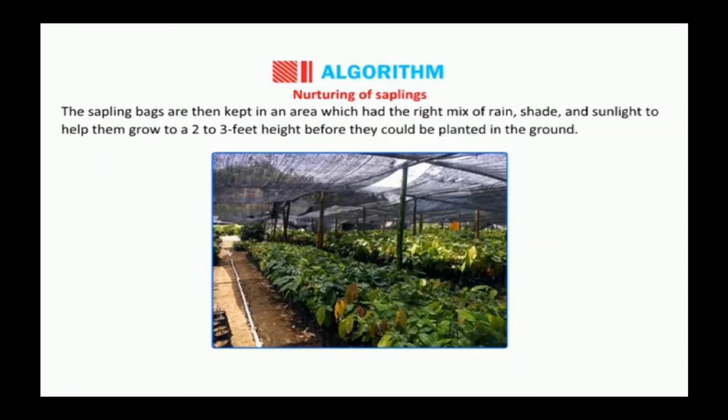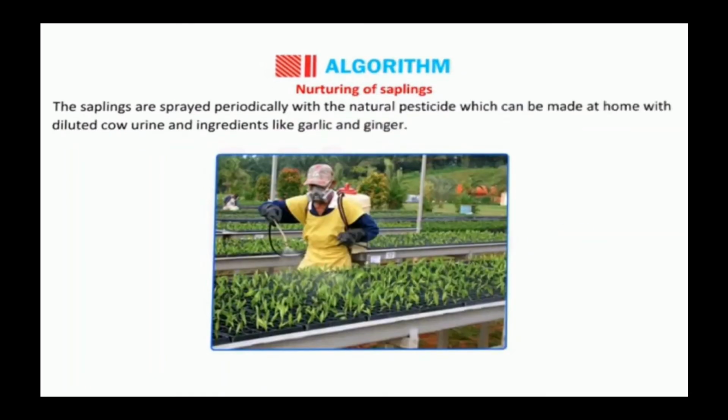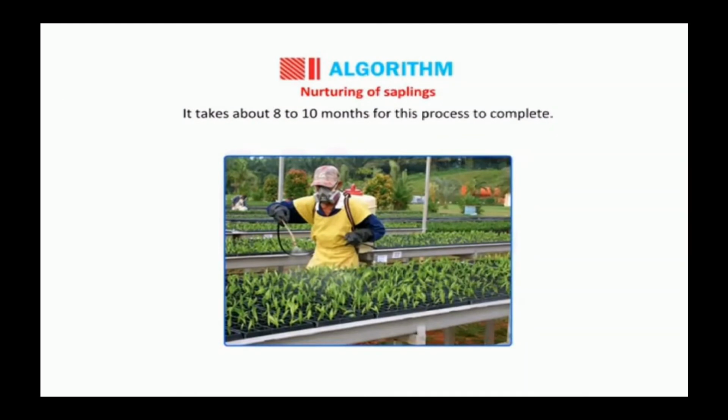Nurturing of saplings. The sapling bags are then kept in an area which has the right mix of rain, shade and sunlight to help them grow to a 2 to 3 feet height before they can be planted in the ground. The saplings are sprayed periodically with a natural pesticide which can be made at home with diluted cow urine and ingredients like garlic and ginger. It takes about 8 to 10 months for this process to complete.